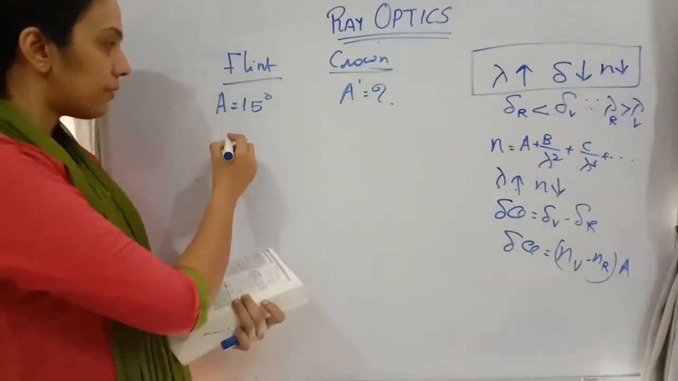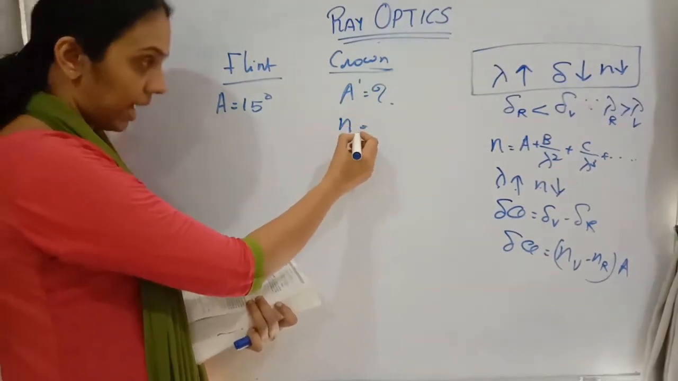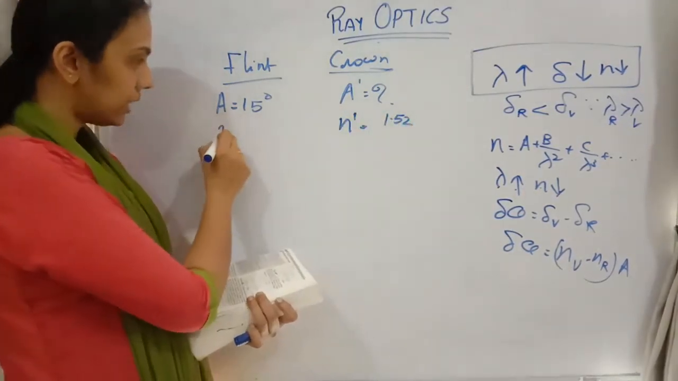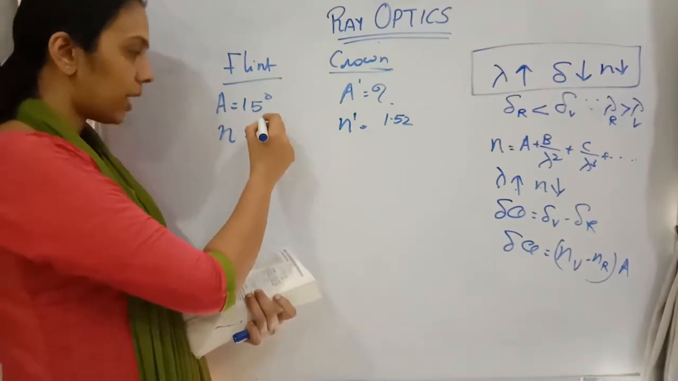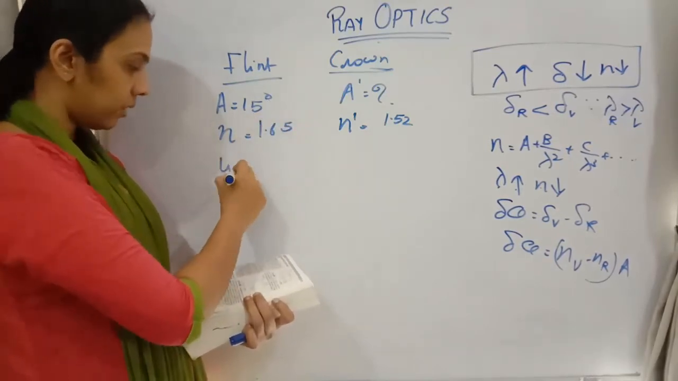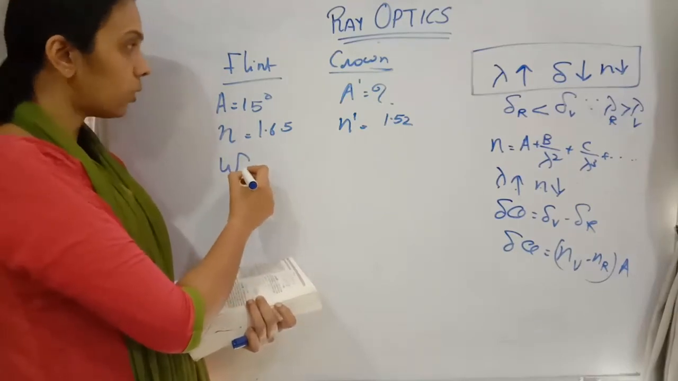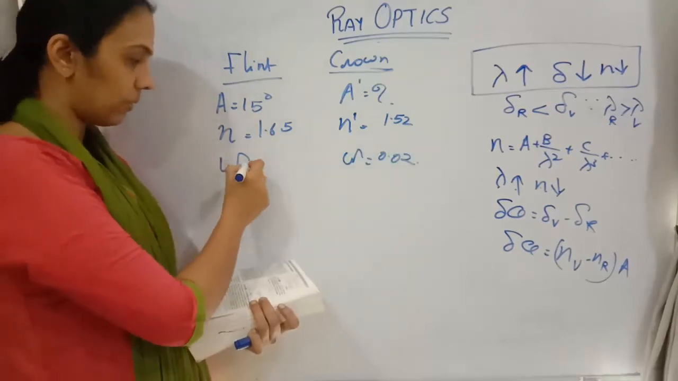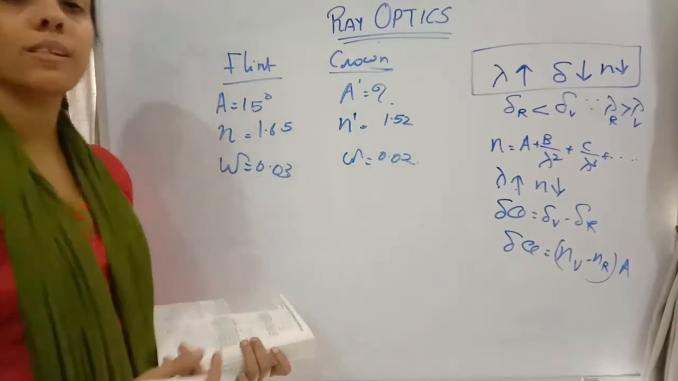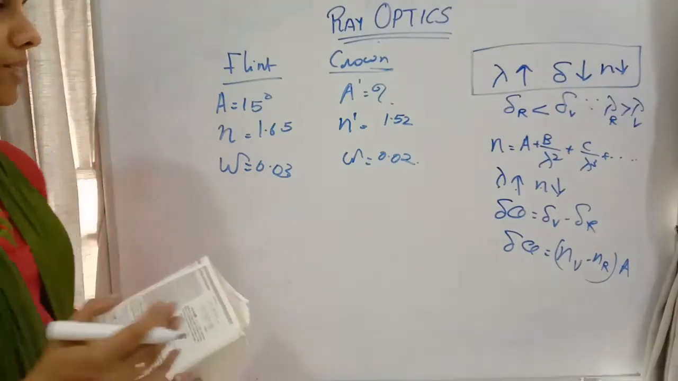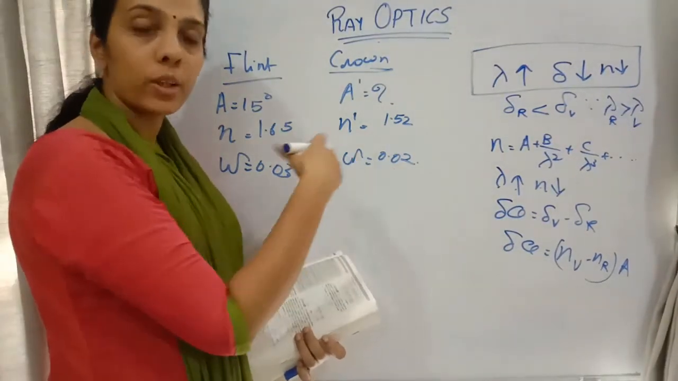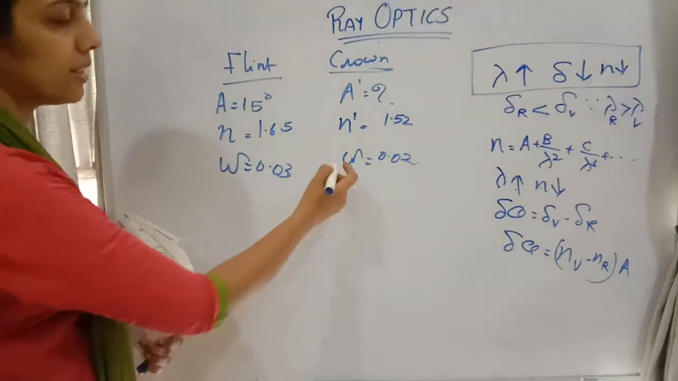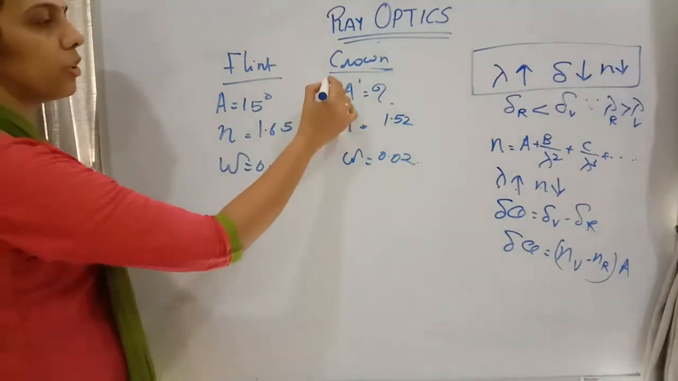For that, the refractive index of the crown glass, n dash, is given as 1.52 and the refractive index of the flint glass is given as 1.65. Then omega for the crown glass is given as 0.02 and for flint glass 0.03. What is this omega? Omega is the dispersive power. So dispersive power is given like this: angular dispersion divided by mean deviation. So this is given. We need to find out A dash.